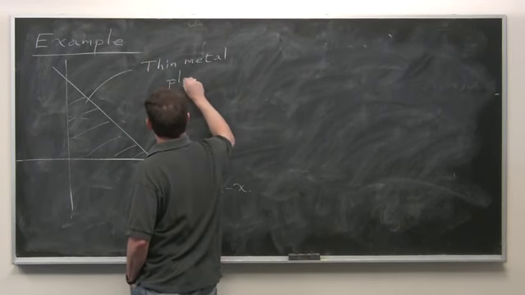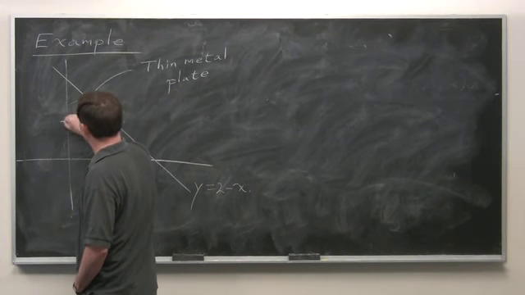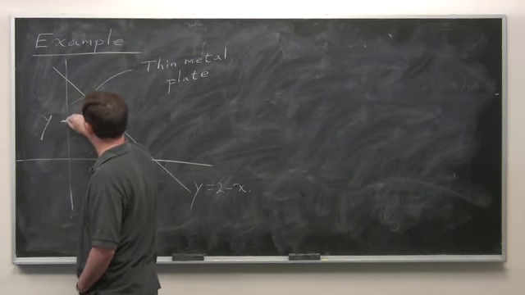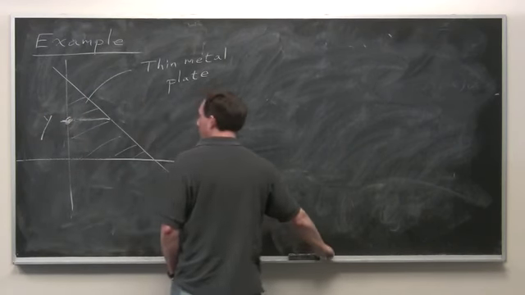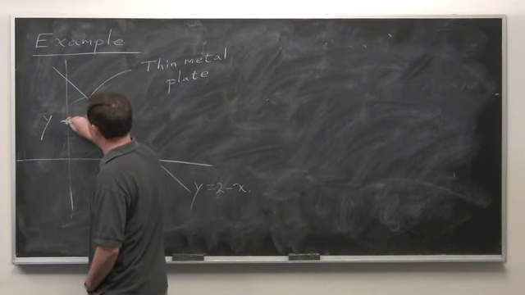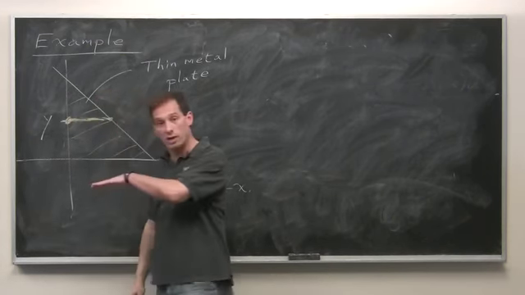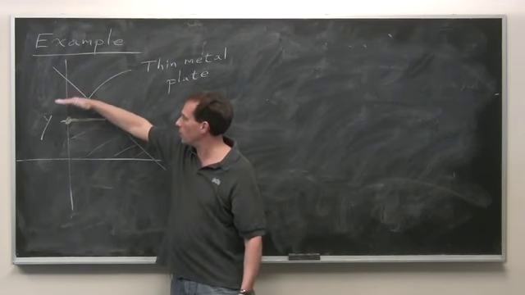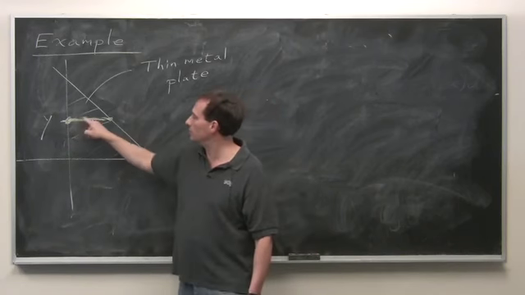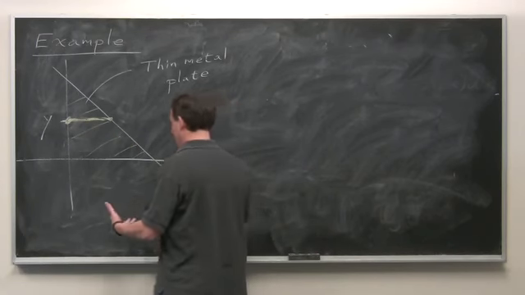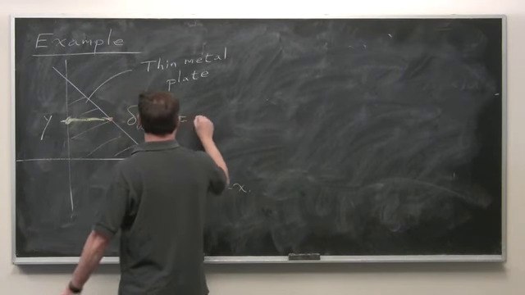And I'm going to assume that it has an area density function. It's a function of y. And so this means that I'm going to be assuming that the density in this plate is constant along horizontal lines. So for each horizontal line, each horizontal cross-section of the metal plate, the density is constant everywhere, the area density.